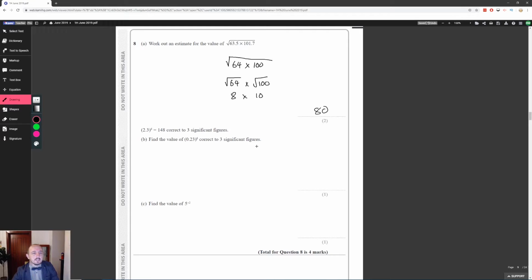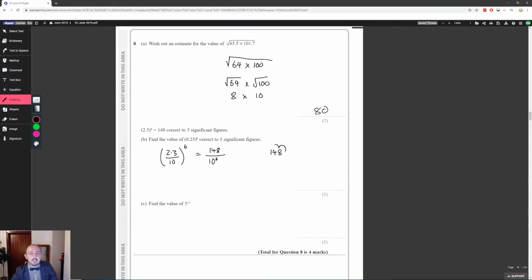2.3 to the power of 6 is 148. So what would 0.23 to the power of 6 be? Well, 2.3 divided by 10 will give us our 0.23. And I'm going to raise that to the power of 6, because I know that 2.3 to the power of 6 on the numerator is going to be 148. And on the denominator we have 10 to the 6, which is 1 million. So we're actually going to do 148 divided by a million.